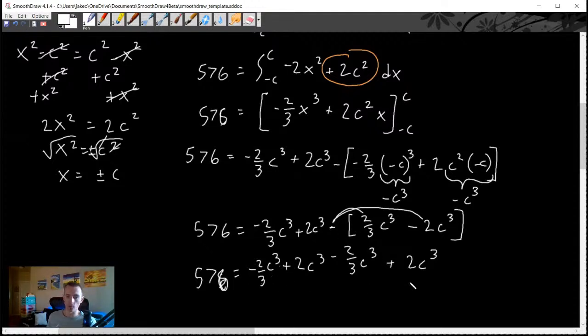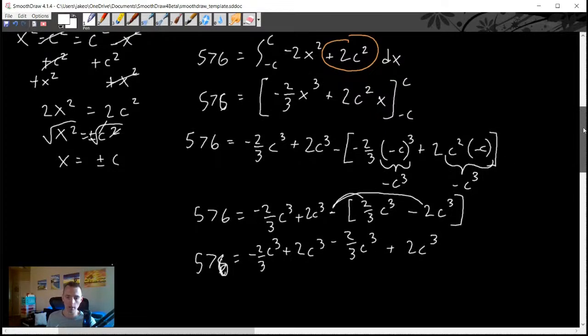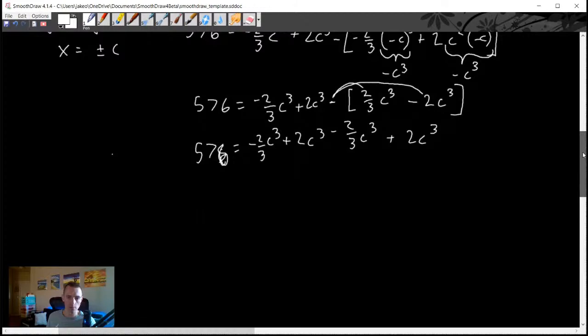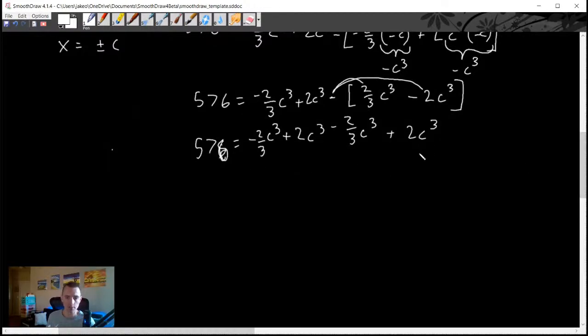What do you notice about this equation? There's no x's left. We only have these c cubed terms in here. Well, since c is a constant, again, c squared or c cubed or c to any power times any other number is still a constant. So we still just have a number over here. So we have evaluated the integral and we've gotten it down to a number.